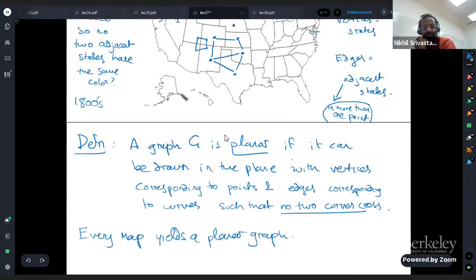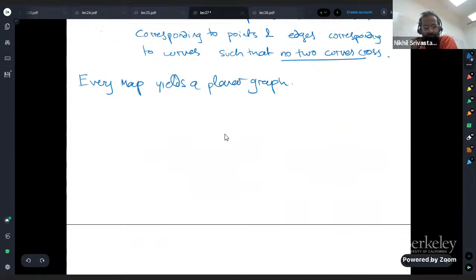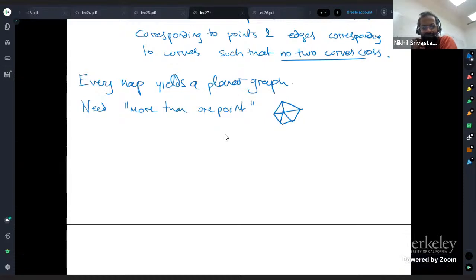Now, why did I need this in more than one point? So you need the more than one point because otherwise I could have a map that looks like, let's say, a pentagon, and all these states, these five states, intersect at this point. And if I count that as an edge, then this would be a complete graph on five vertices.